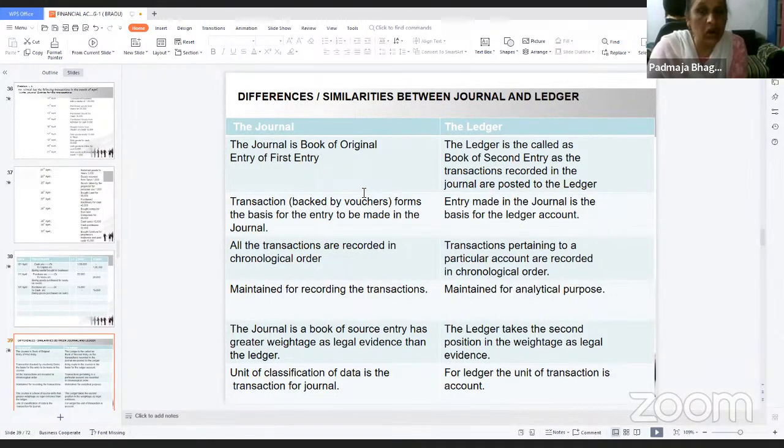In the ledger, there is a particular account, such as the machinery account. In the particular book, you write for the month whatever transactions you have made, and maintain it for recording the transactions. Your journal is making the entry for the transaction, and the ledger is maintained for analysis, whether it is cash, credit, or a return.